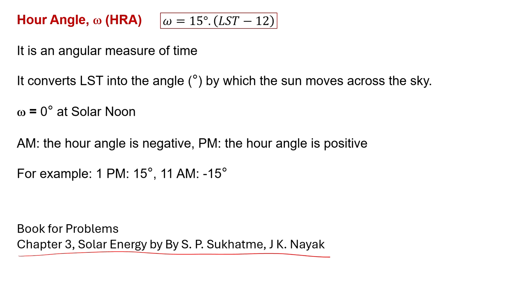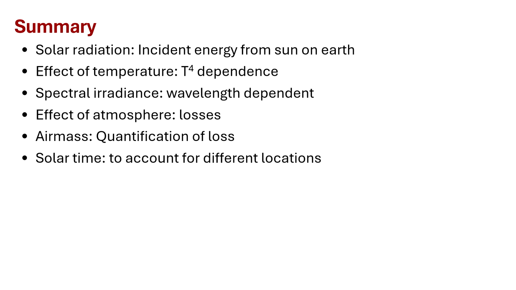So, in summary, we have looked at solar radiation, which tells us about the incident energy from sun on earth. The radiant energy from sun has a T to the power 4 dependence because of the Stefan-Boltzmann equation, and what we get on earth depends upon wavelength. There is a spectral dependence, that is wavelength dependence. There is also dependence on the atmosphere, what kind of losses can occur, and we quantify these losses by means of calculating air mass.